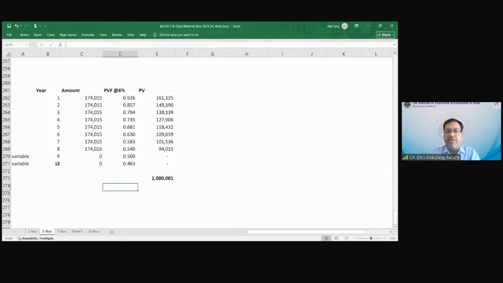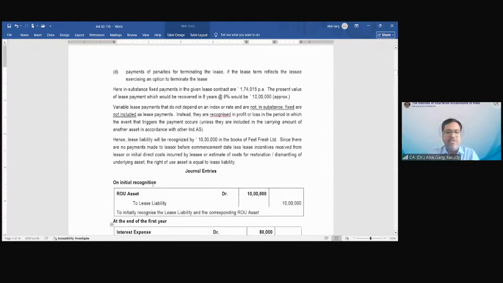Okay, so what is the accounting entry on the commencement date? ROU to lease liability. What is the amount? 10 lakh rupees. ROU to lease liability, right? This entry is to initially recognize the lease liability and the corresponding ROU asset.